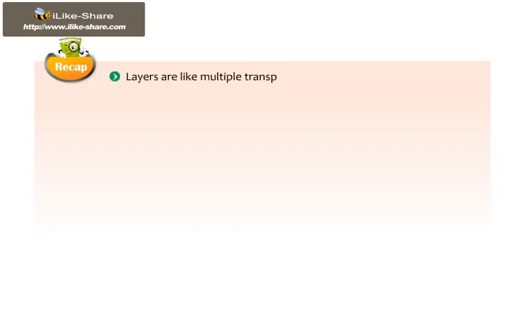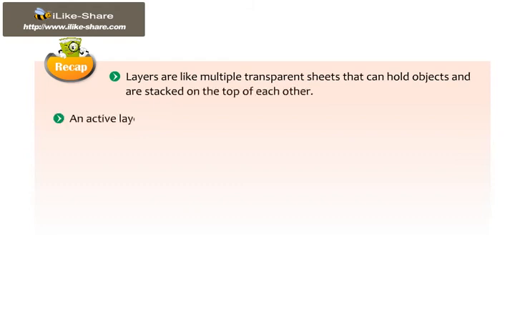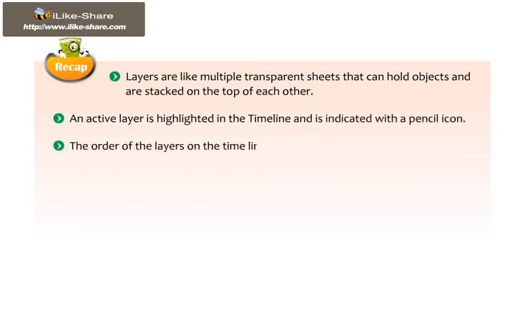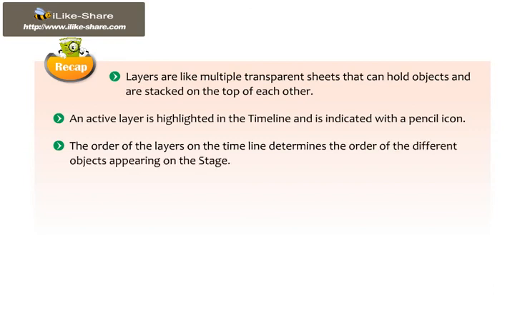Layers are like multiple transparent sheets that can hold objects and are stacked on the top of each other. An active layer is highlighted in the timeline and is indicated with the pencil icon. The order of the layers on the timeline determines the order of the different objects appearing on the stage.